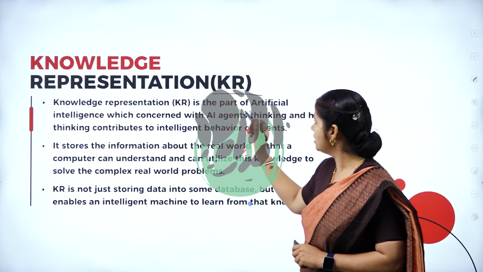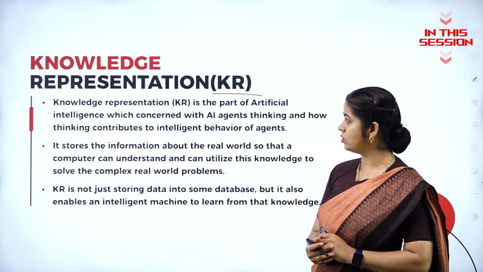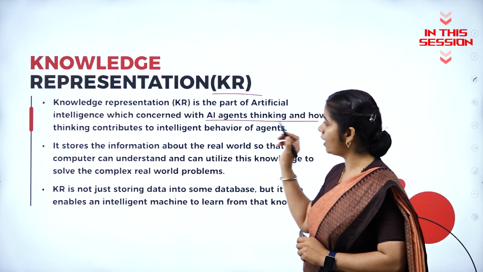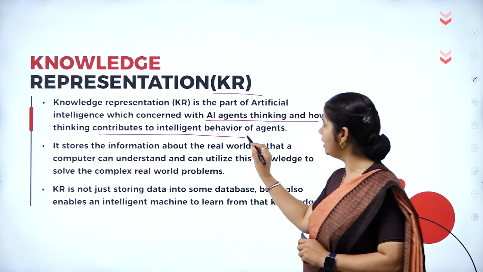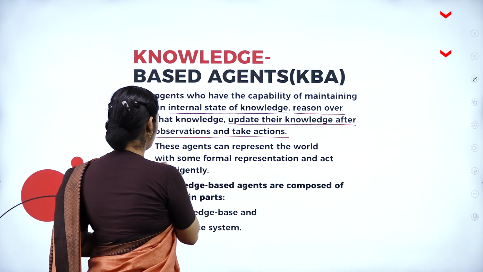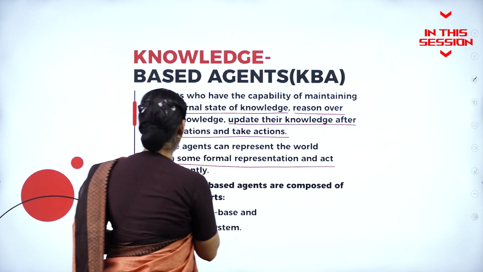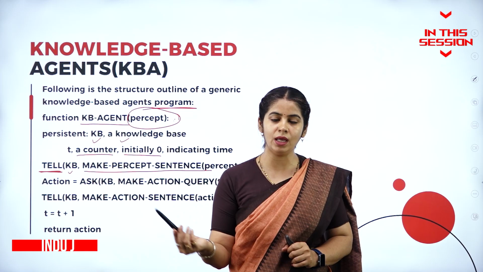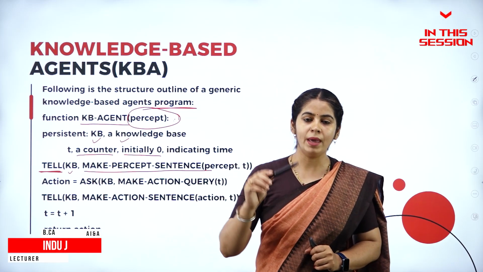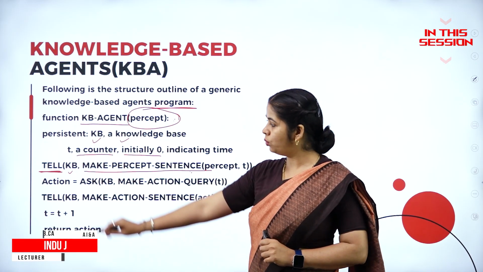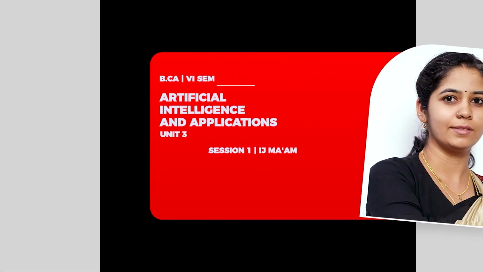Knowledge representation is a part of artificial intelligence which is concerned with the AI agent's thinking and how this thinking contributes to intelligent behavior. These agents can represent the world with some formal representation and act intelligently. Whatever they are perceiving in the current situation, they make it in sentence format and pass it as an argument to the tell function.